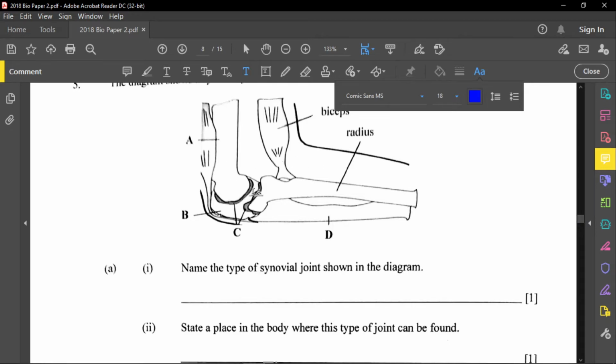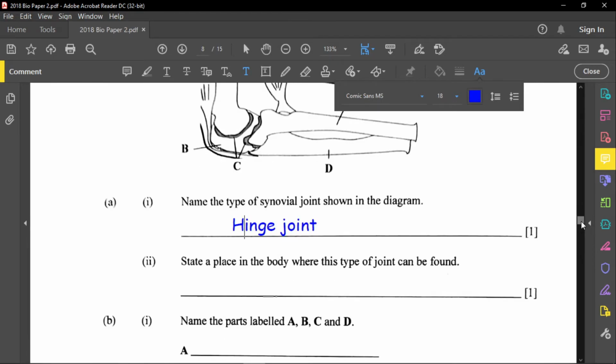Based on the structure here, you can look at the type of bones and how they're located. And so this will be a hinge joint. Next, it asks for a place in the body where this type of joint can be found. In the body we will see it at the elbow. They only ask for one place though, so the elbow is fine. And we find hinge joints at the knee as well.